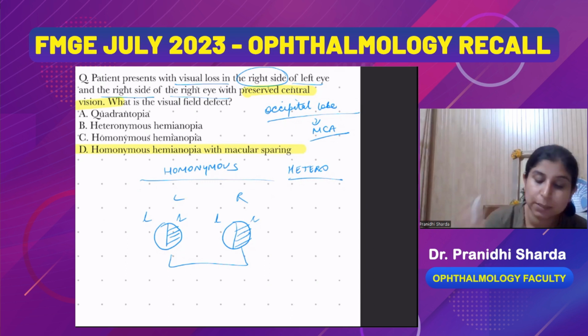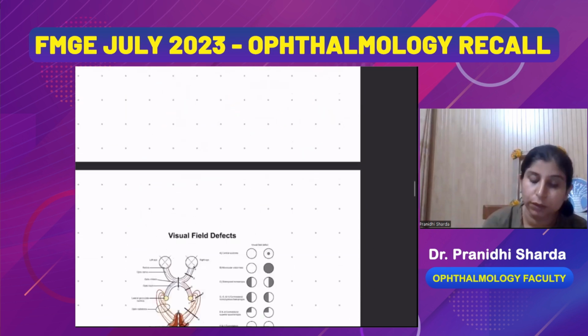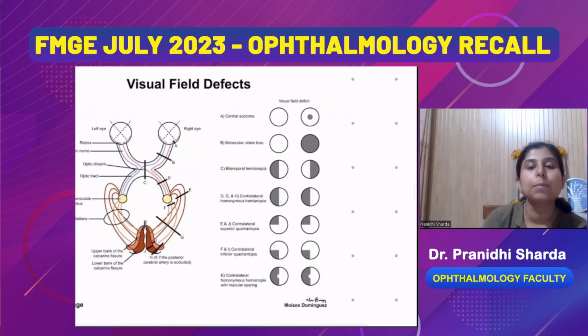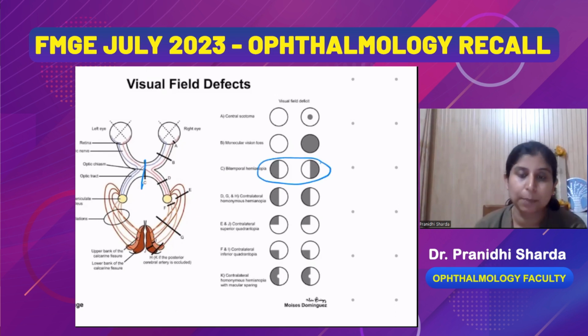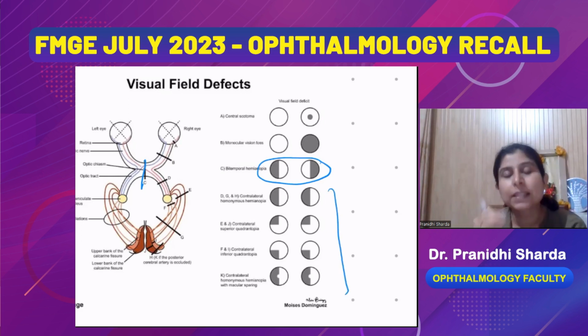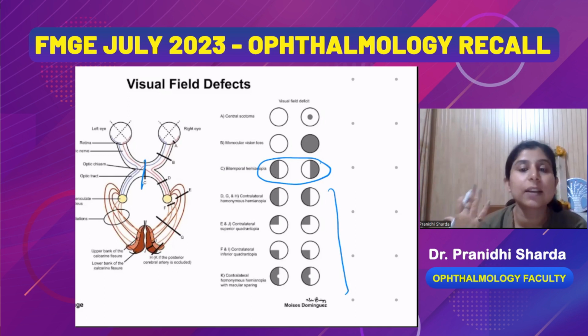Why not heteronymous? Because they are on the same side of the visual space. I hope this image is imprinted in your mind and you will never answer this question wrong. Optic chiasma, heteronymous, that is bitemporal hemianopia. Below this, all are homonymous. Some pictures change, whether it is hemianopia, quadrantanopia, macular sparing or non-macular sparing. So these things will change, but the side of the visual space will remain the same.